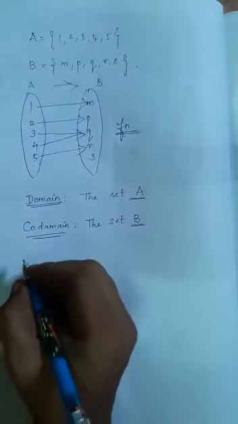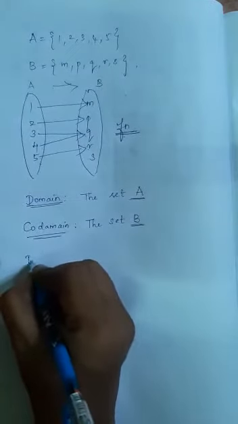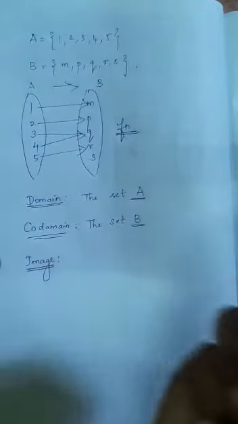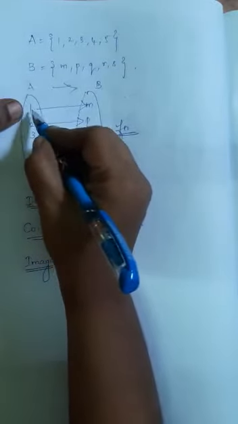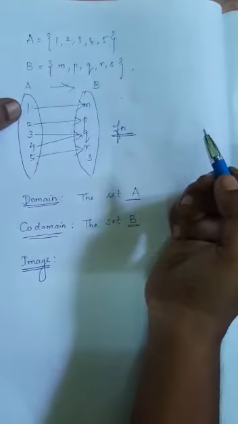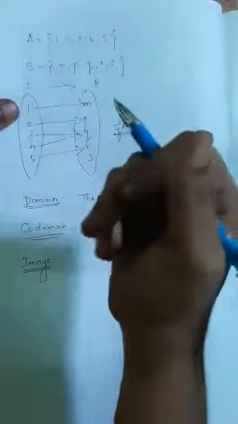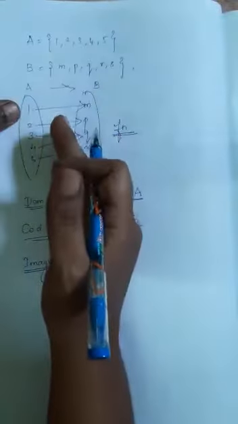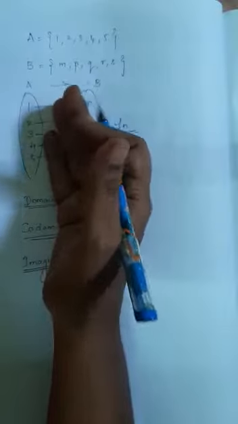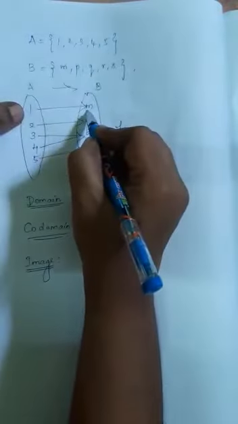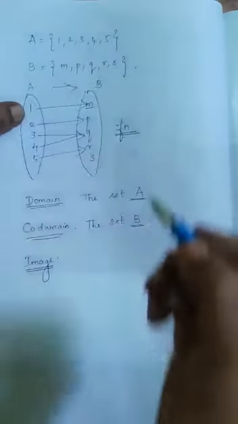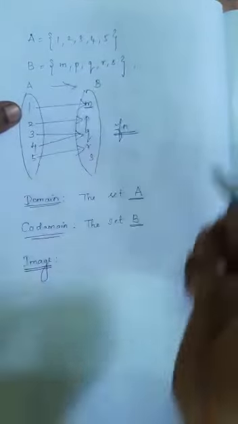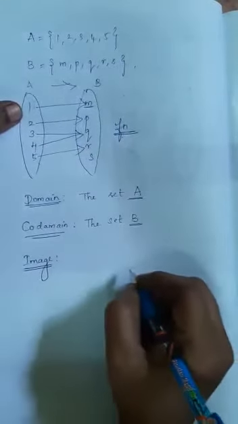Next, image. I'll explain what is image. See here. For 1, the image is what? It is M. Image is like seeing in a mirror. You consider a mirror in between here. When 1 is shown in the mirror, you will get an image as M, right? Like that it is. So the image of 1 is M.